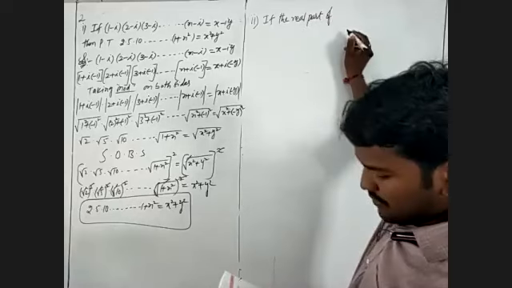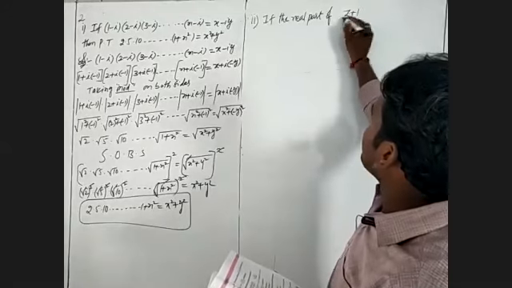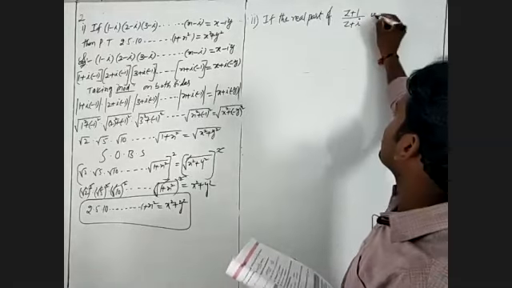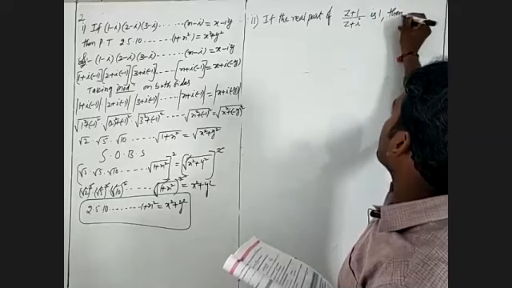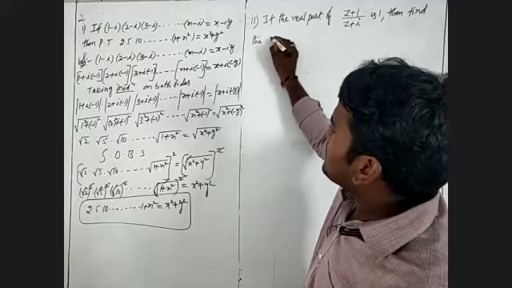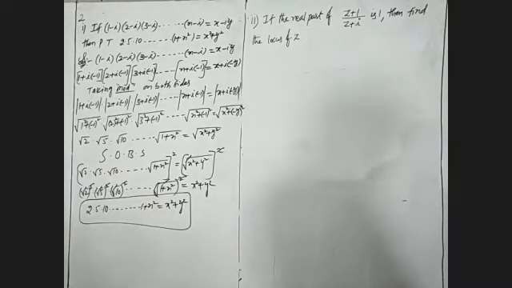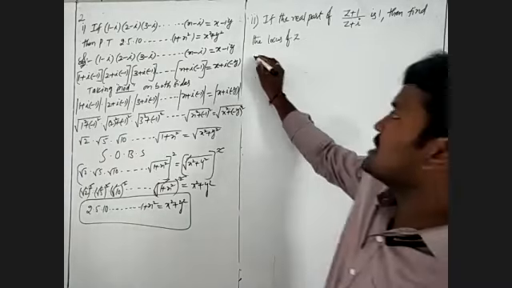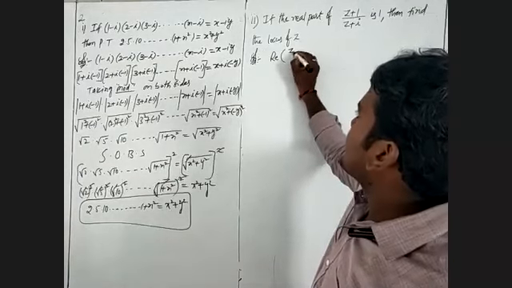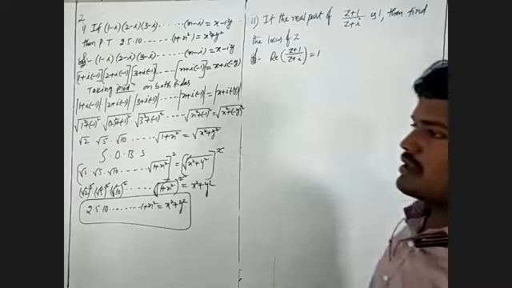If the real part of (z plus 1) by (z plus i) is 1, then find the locus of z. What is given in this one? By the problem, the real part of (z plus 1) by (z plus i) is 1, given.